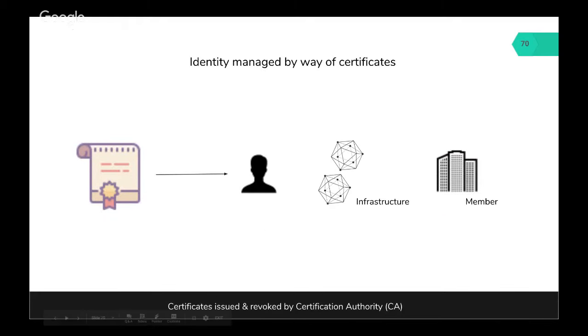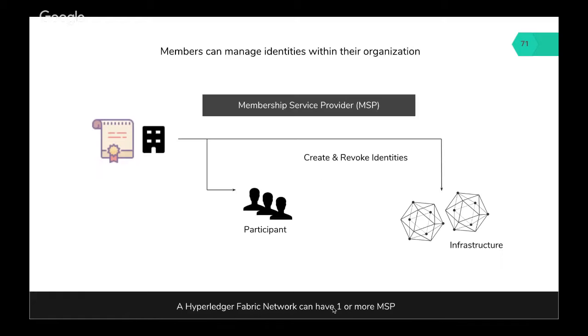All right. And this is very big and important. Certificates are issued and revoked by the certification authority, and we talked about this. Your members have a certificate authority. So basically, think of it like your embassy or something. The members can revoke your identity and create identities, and they can also create the participants who can represent you in the network.